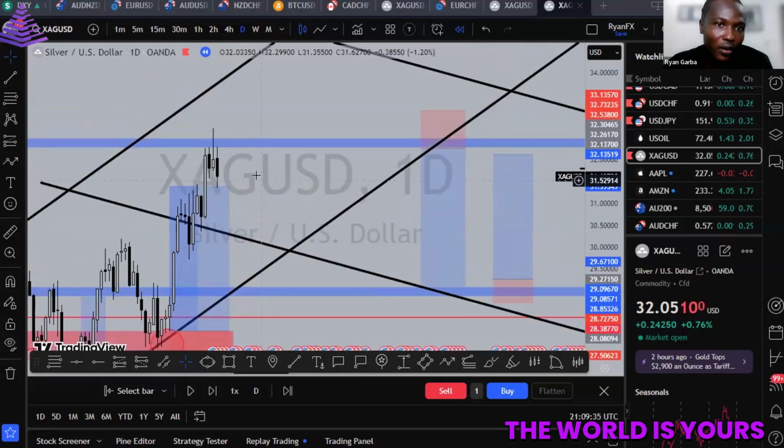If you are a patient trader, you can still hold till price gets to this psychological key level. So me personally, I would have held this trade till here.